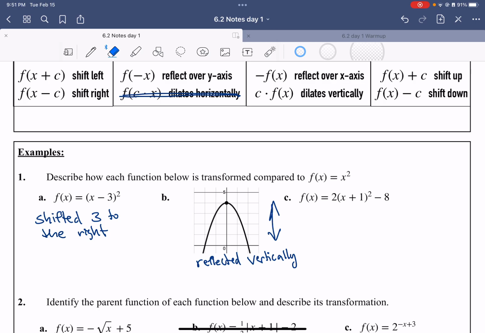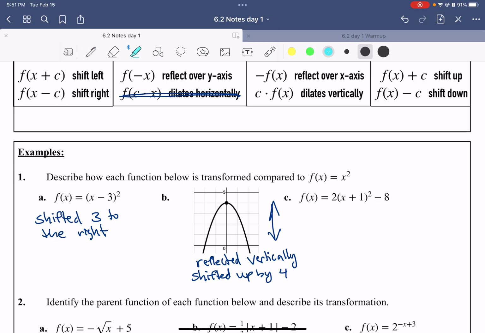And then the other thing that's happening is that it was moved up. So we'll say it is shifted up by 4.